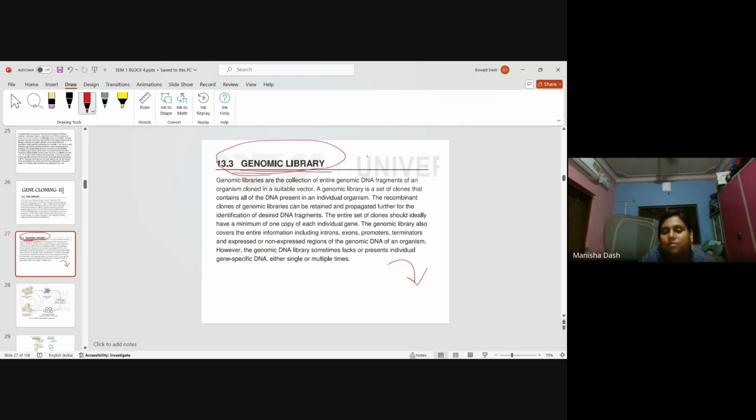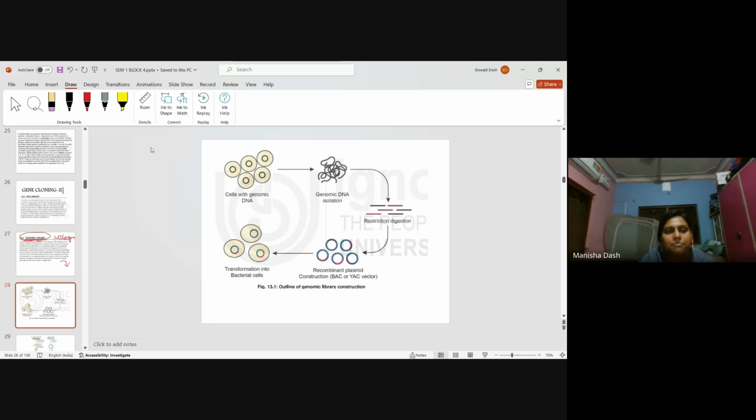Let's say for one organism such as C. elegans, the entire genome of the C. elegans will be fragmented and put inside different vectors, and all the vectors will be collectively stored in one place, which we call the genomic library. These are the steps of forming a genomic library. The cells with the genomic DNA are ruptured by lysing and treated with proteinase to degrade the proteins, and the genomic DNA is isolated.